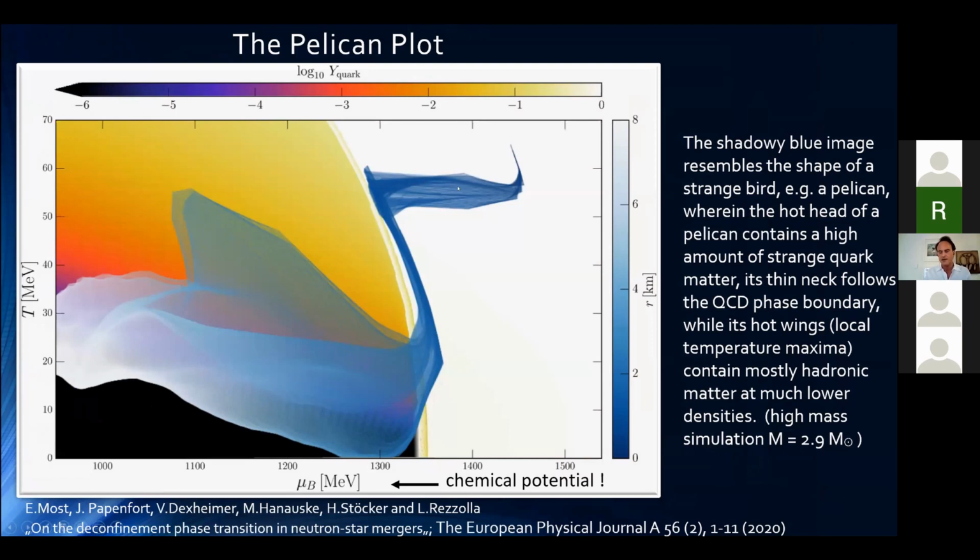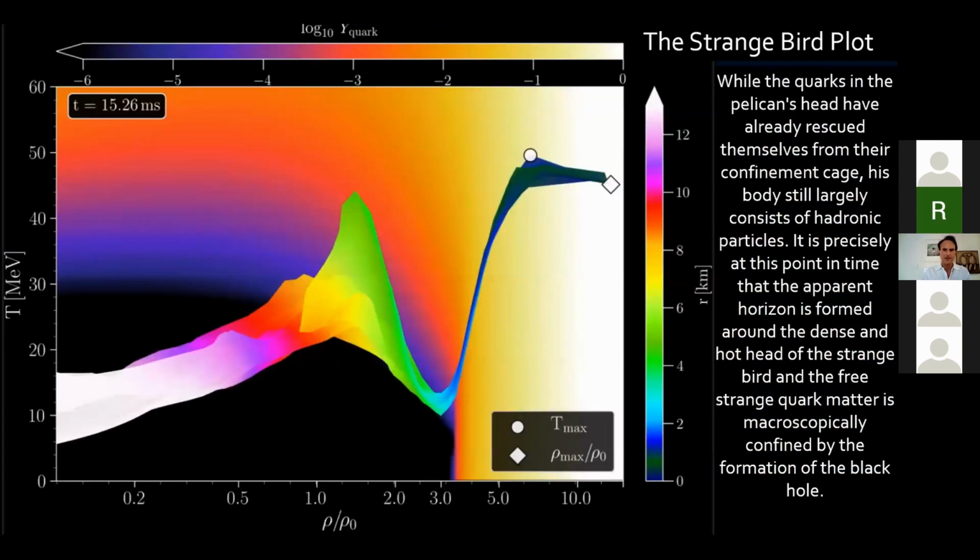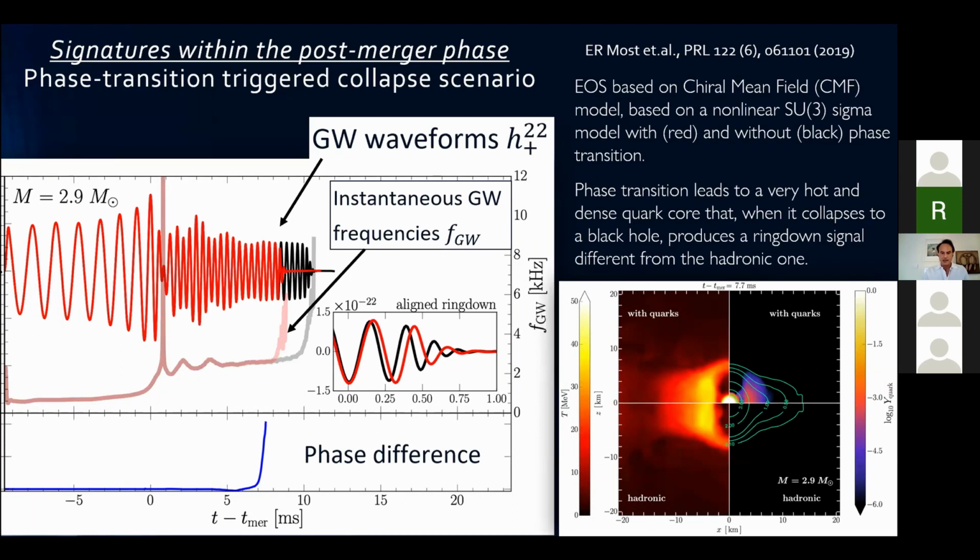And the head is composed of totally deconfined matter. The gravitational waves emitted are here, and you see a different ringdown here when it collapses to a black hole.